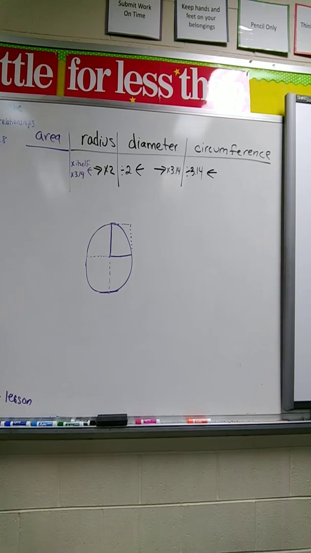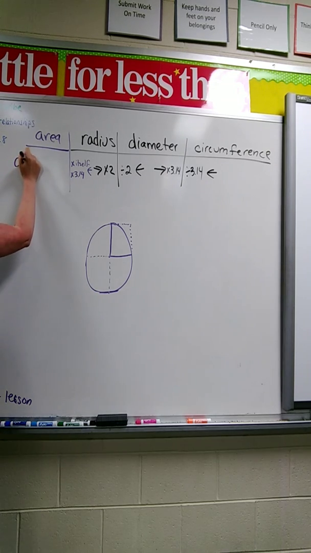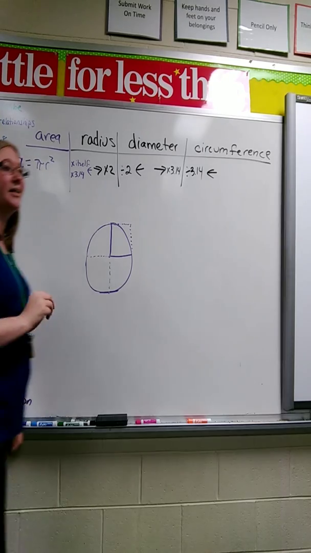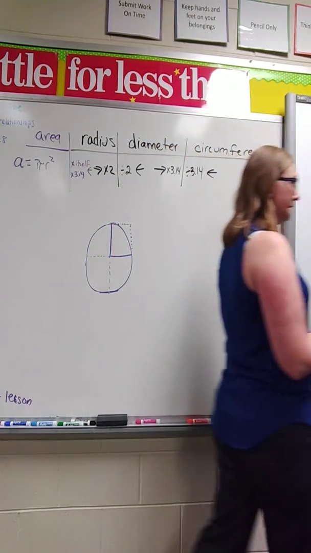Okay? And we call that, I'm going to put the formula itself over here. The area is equal to pi times my radius squared. That little 2 is an exponent. That means we multiply the radius by itself. Okay, the exponent of 2 says you multiply what's right next to it by that number. Okay?